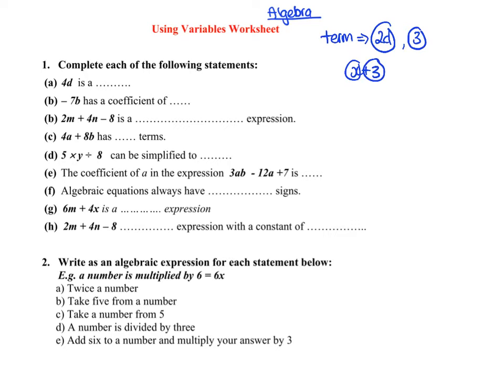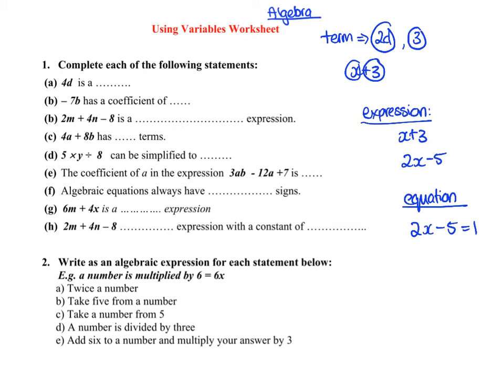There's another word. An expression is when we have a group of terms. So x plus 3 is an expression, and 2x minus 5 is another example of an expression. Once we add an equal sign into it, it becomes an equation. So say we have 2x minus 5 equals 1. Once there's the equal sign, then it's an equation.